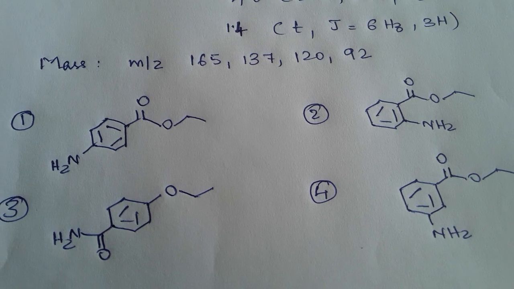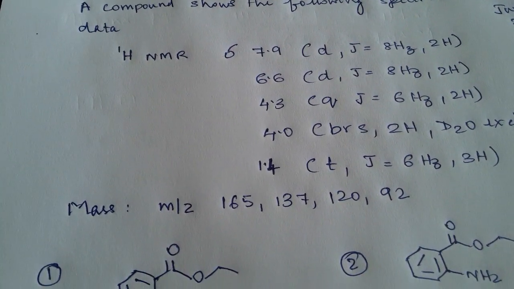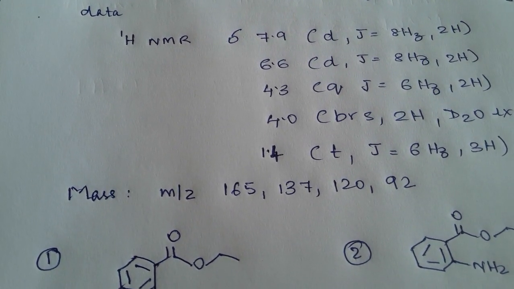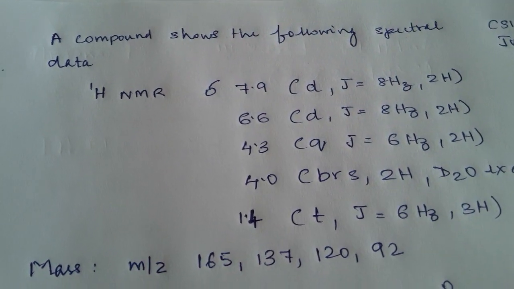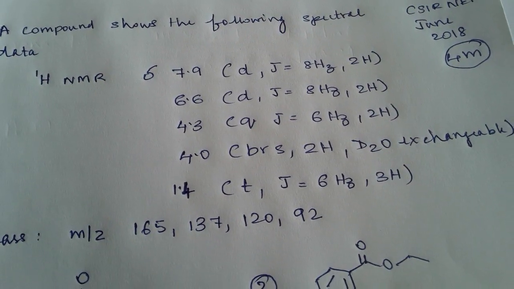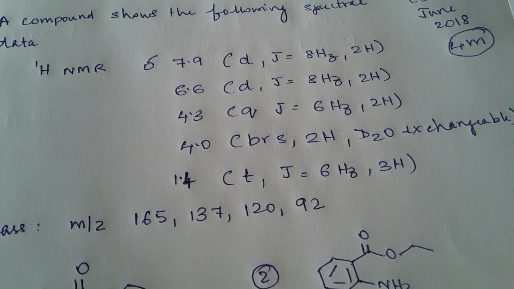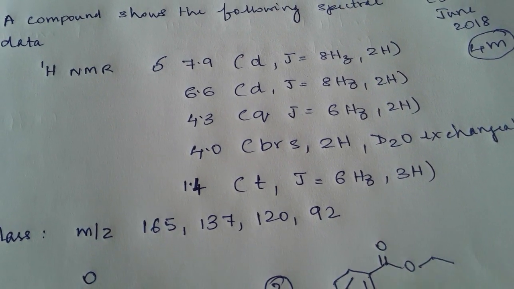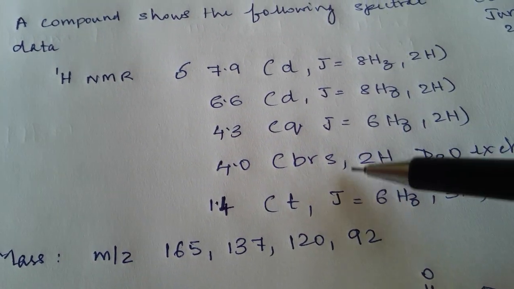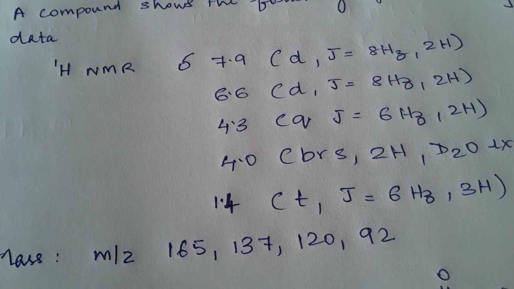The best way to approach this sort of problem is to focus on the NMR data. Let's forget about the mass data for some time at least. If you look at the NMR data, the first important thing which comes to mind is the number of signals given. So you have 1, 2, 3, 4 and 5, five different signals for your compound.